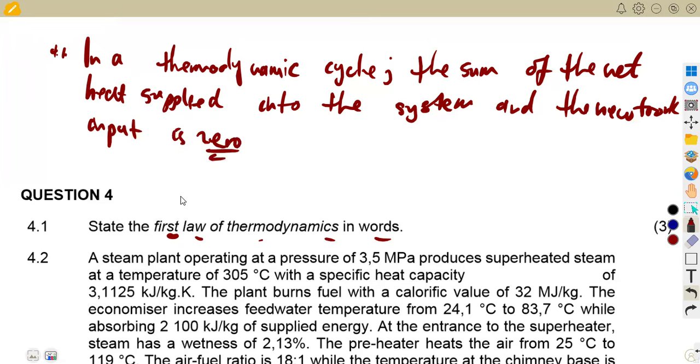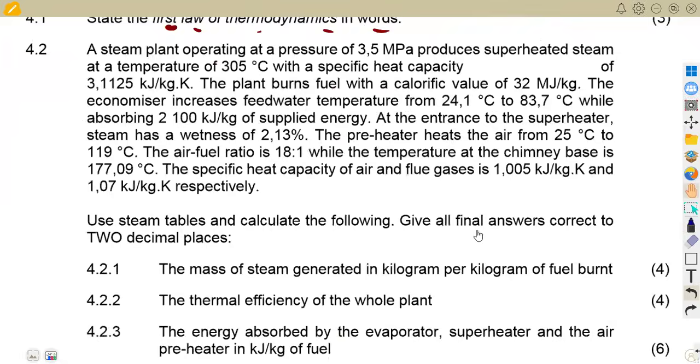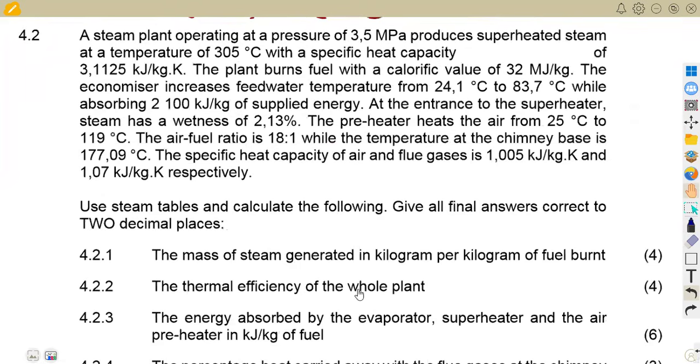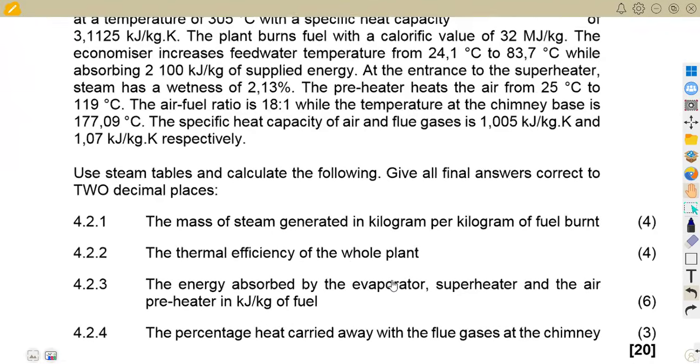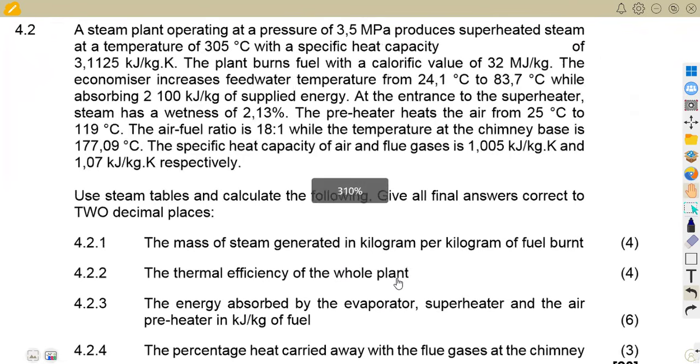That is the most important part: the sum of everything that you are considering must be equated to 0. We can write these in our own ways as long as it is part of that. My major part is this question, 4.2.